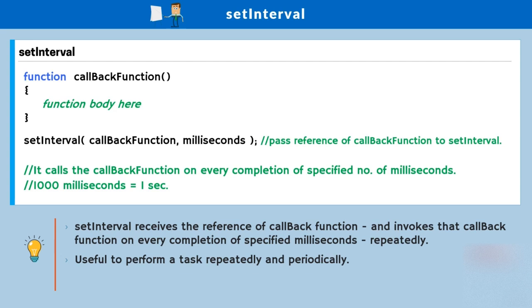And for another example, suppose there is a stocks application that has to update the latest value of the Sensex, that means the share market value, for every completion of 10 seconds. Then also you can use this setInterval function so that for every completion of the specified time, it invokes the callback function, and in that callback function you can write the actual code for updation of the latest values.